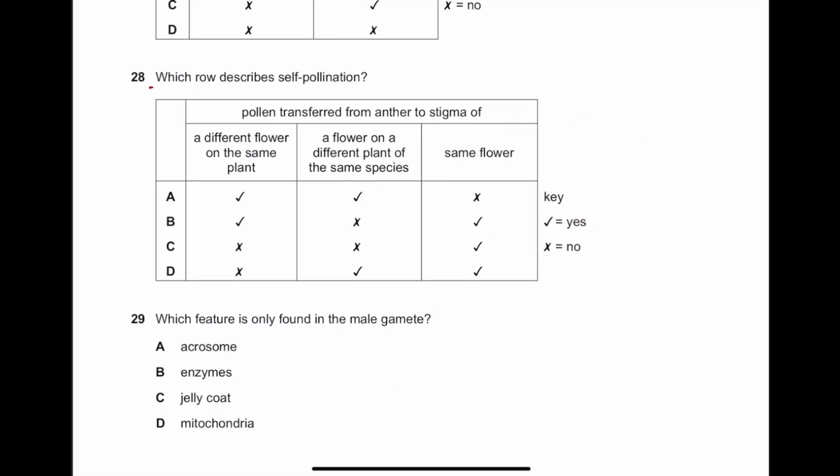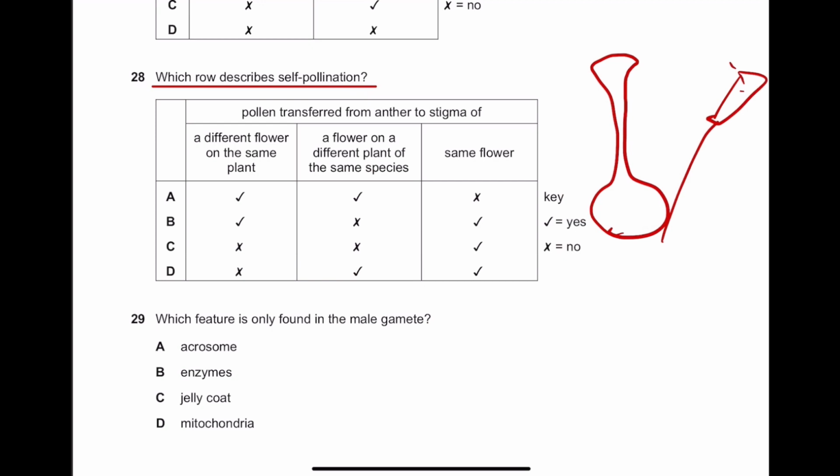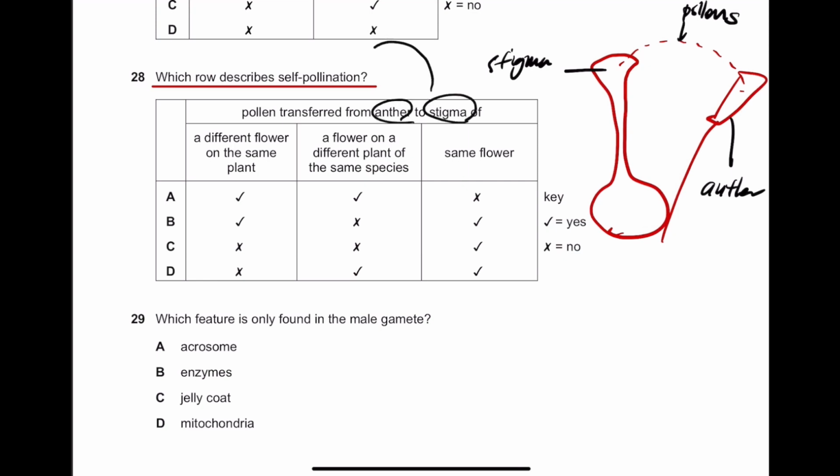Number 28. Which row describes self-pollination? Well, let's talk about pollination first. Pollination happens when the pollen grains from the anther reach the stigma. This is the stigma, the female part of the plant. This is the anther, which is the male part of the plant. And these are pollen grains. So pollen transferring from anther to stigma is pollination.